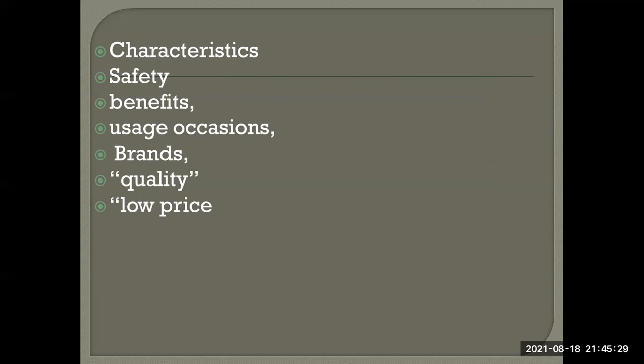We can segment customers by the usage variable: brand loyal customers, then switchers. We have seen that in earlier slides also. Quality conscious people, we can segment customers by the quality variable also. Then we can segment customers who like to purchase products at a lower price, like Nirma detergent, Wheel detergent. There are customers who would like to purchase Nirma detergent for its low price.